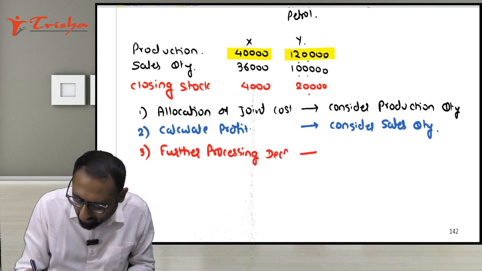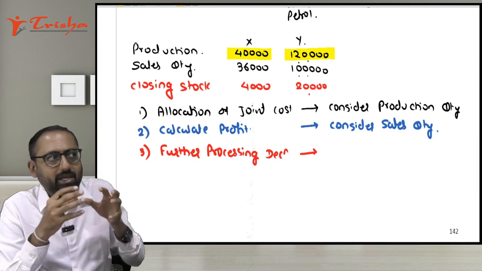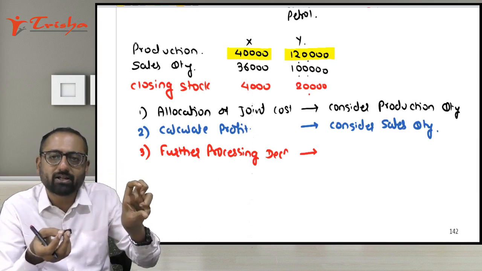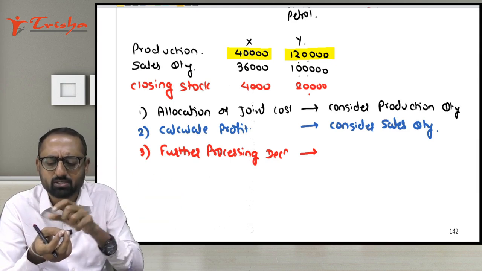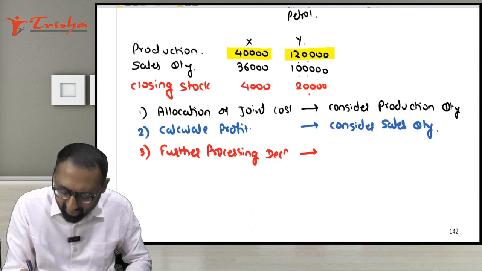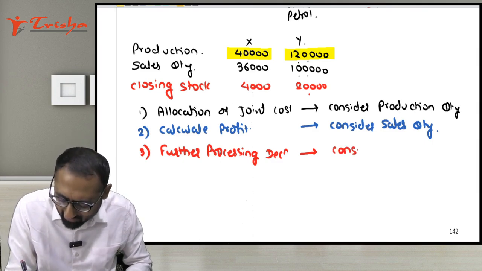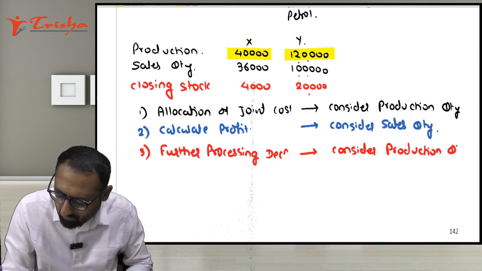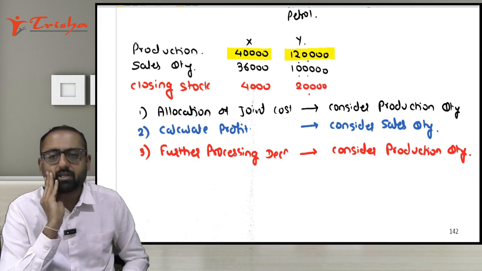while taking the further processing decision, whether X should be sold at the split off or processed further, whether Y should be sold at the split off or further processed, again consider the production quantity.